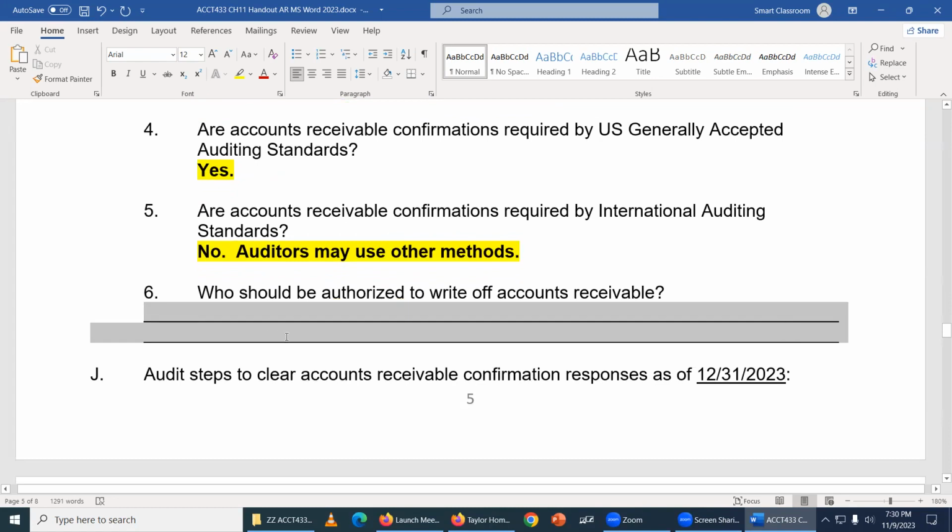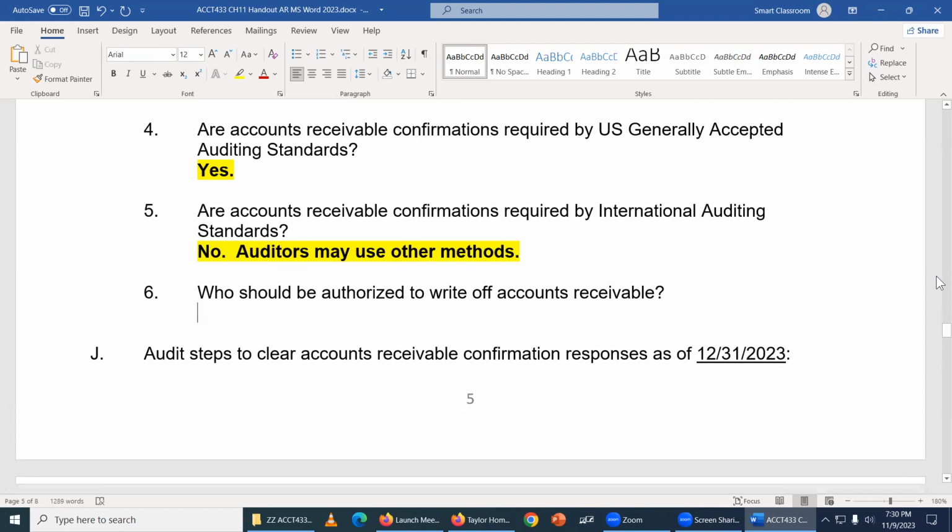Okay, number 6. Who should be authorized to write off accounts receivable? That should be management. Anyone not in accounting, basically.